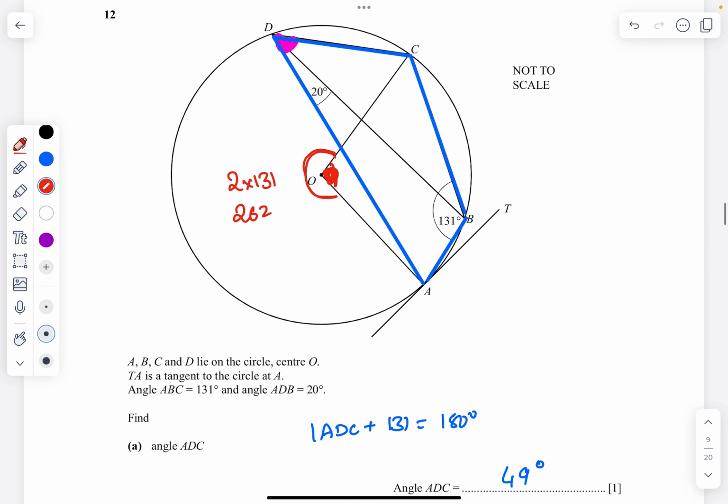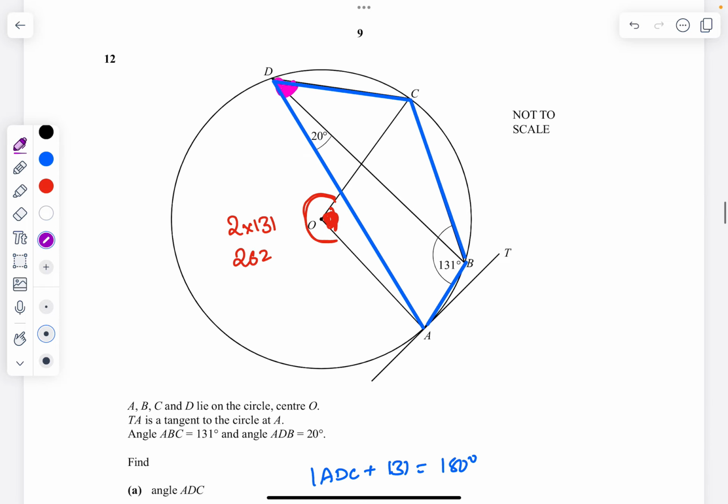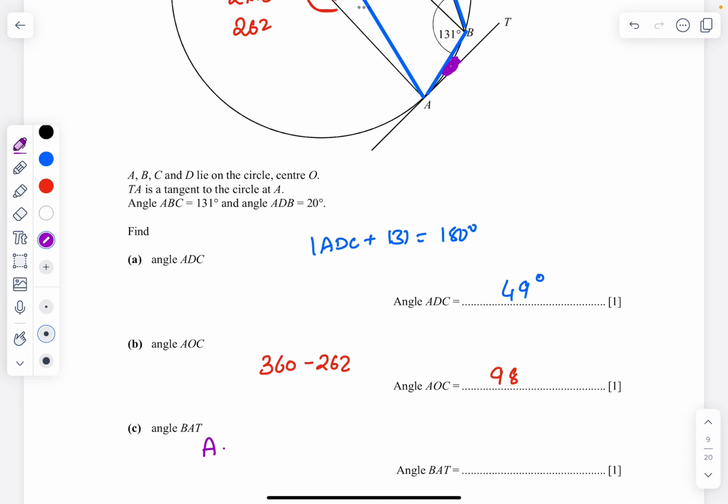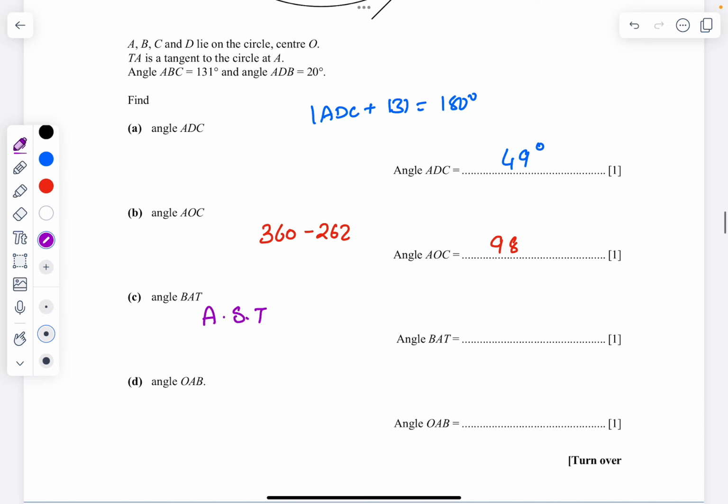Then angle BAT. Angle BAT is being asked. So that's going to be the alternate segment theorem. Let me write it out over here. By the alternate segment theorem, that is also equal to 20 degrees.